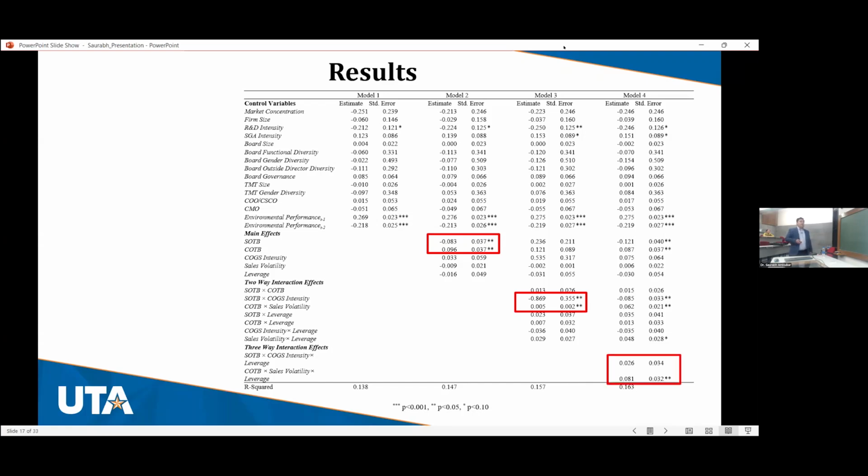And then we see in terms of leverage that it does affect the interaction between COTB and sales volatility, but we didn't see any effect for the SOTB's role. Now, at this point, we were thinking, why is a customer on the board influenced and why a supplier on the board may not be influenced? And one thought that came to my mind is the level of integration with the suppliers, right?